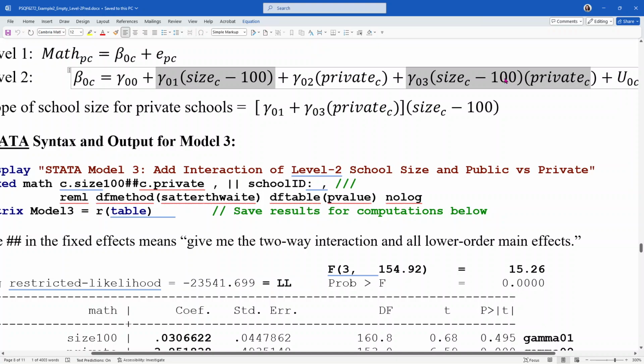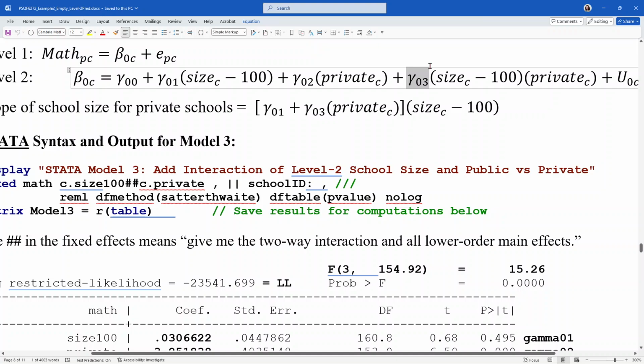So that means, conceptually, this gamma 01 slope for school size has to represent the effect of school size specifically when private is 0, which means when you're talking about public schools. So this is the effect of size in public schools. But what if you want to know what the effect of size is in private schools? The interaction term implies that it should be different, at least to some extent. And that extent is captured by the interaction term itself.